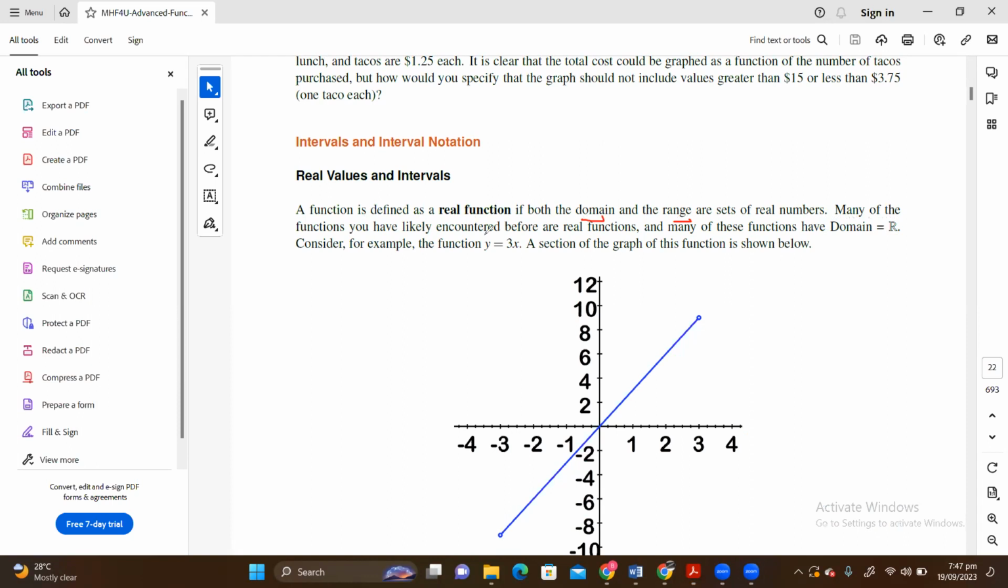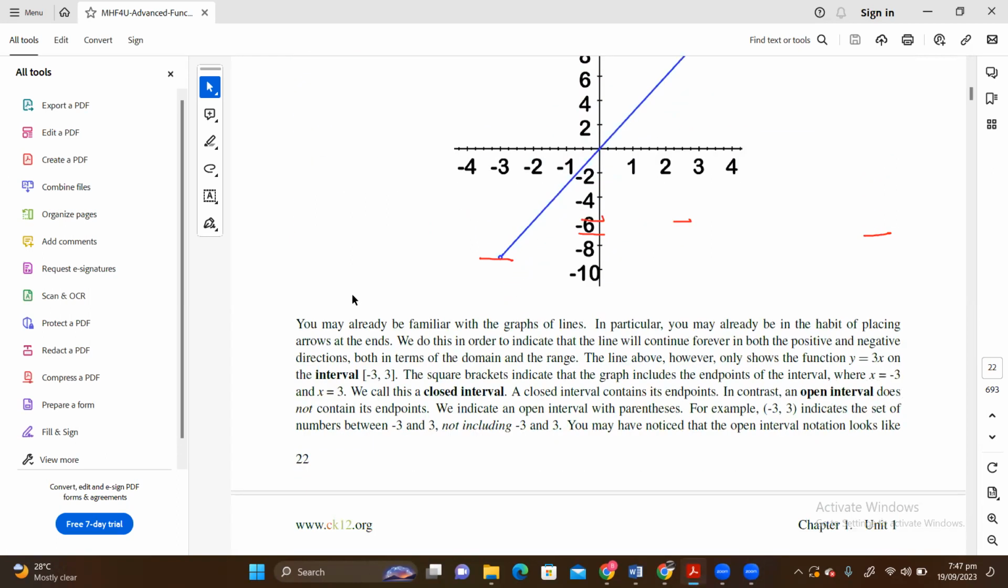Many of the functions you have likely encountered before are real functions, and many of these have domain equal to R. For example, the function y is equal to 3x. We can put any value from the real numbers, so the domain is real numbers. A section of the graph of this function is shown below. You may already be familiar with the graphs of a line. In particular, you may already be in the habit of placing arrows at the ends. Why? We do this to indicate that the line will continue forever in both positive and negative directions, both in terms of the domain and the range.